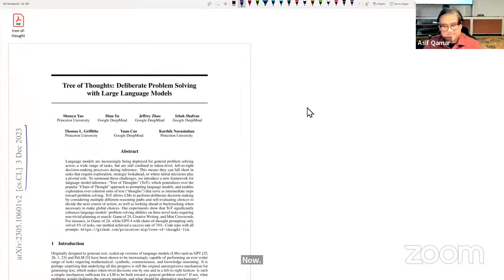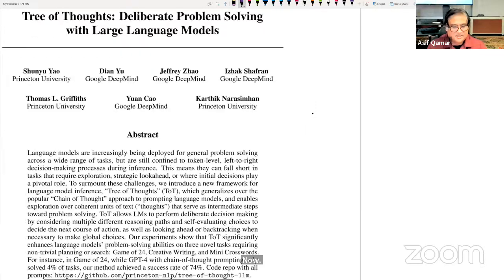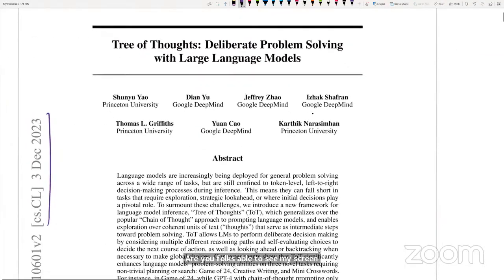are you folks able to see my screen? Yes, we can.